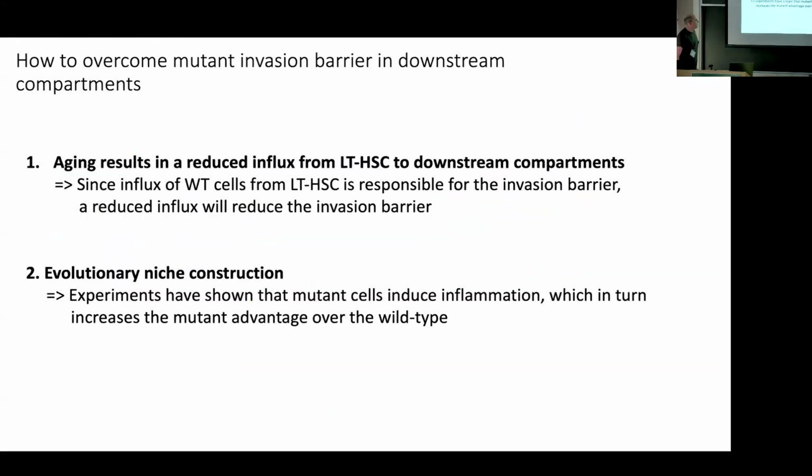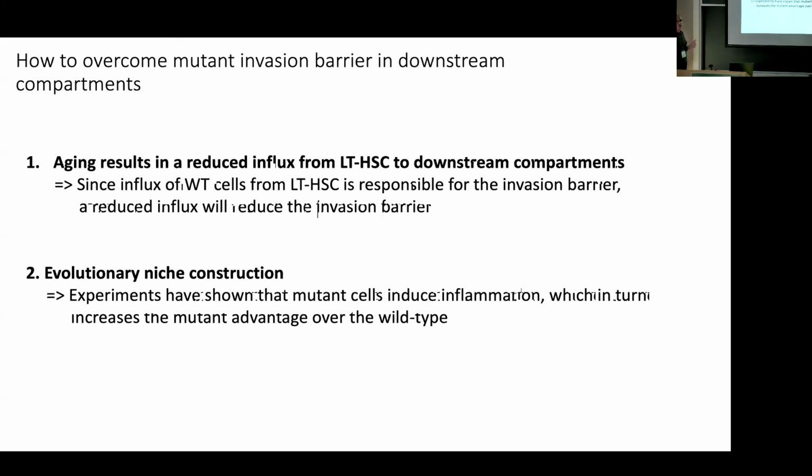So I want to finish up the talk by asking, can we use the model to generate some hypotheses based on experiments that will allow the mutants to eventually grow? We have identified this intrinsic resilience to mutant invasion. So under what conditions can these mutants grow? And we were looking at two things.